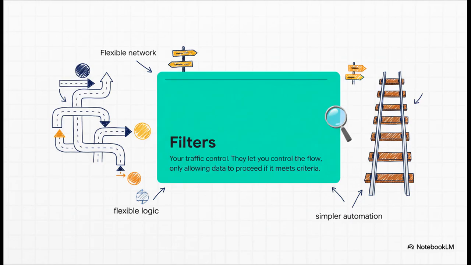So if routers are the roundabouts, think of filters as the traffic cops. They stand between your little building blocks, and they only let data pass through if it matches the specific rules you've set. It gives you this incredibly fine-tuned control over the whole flow.